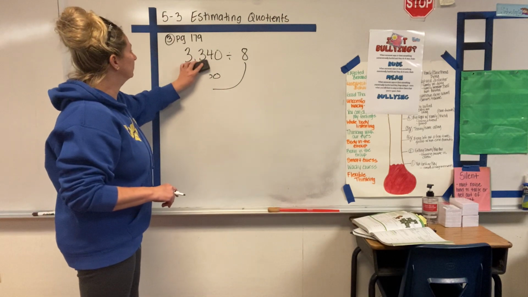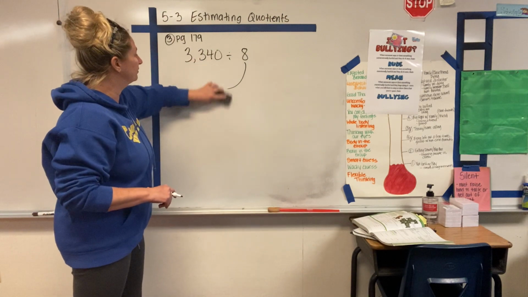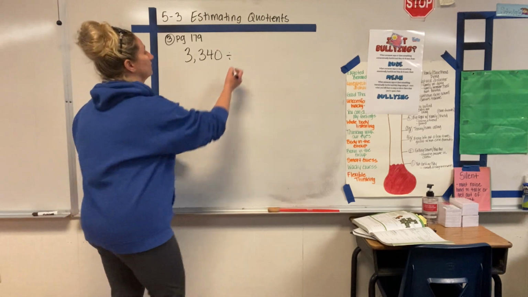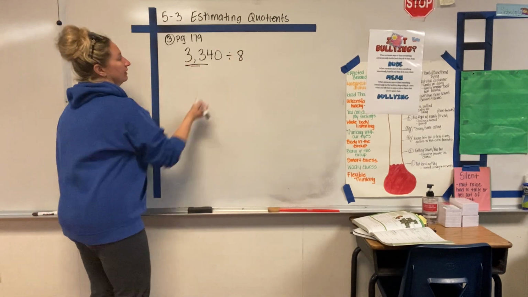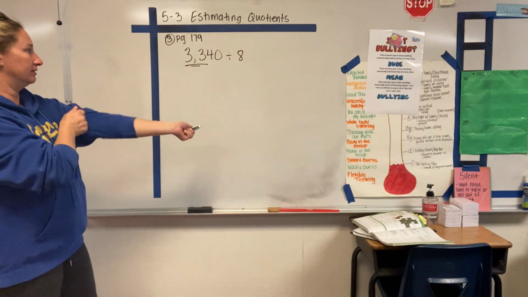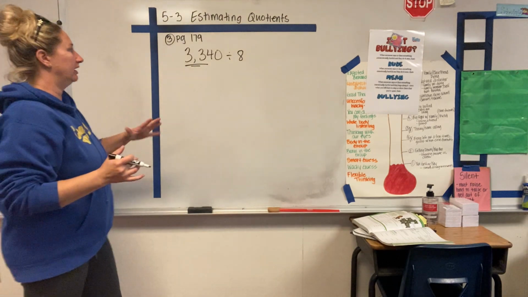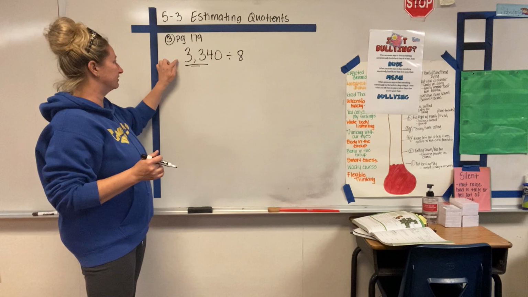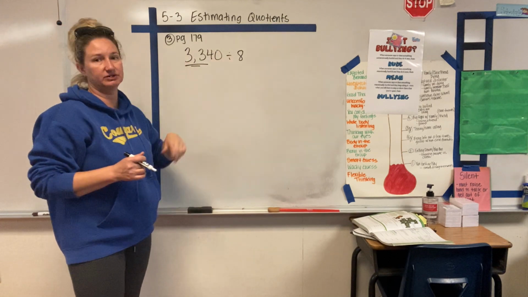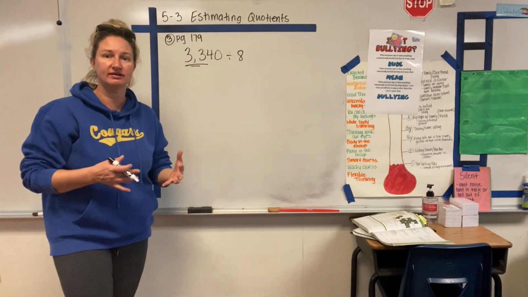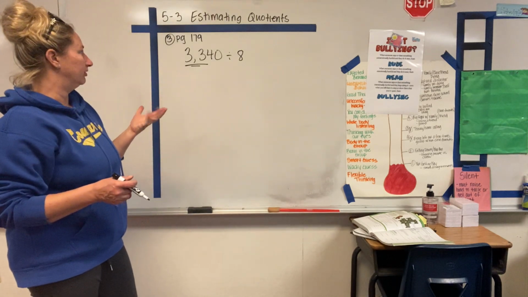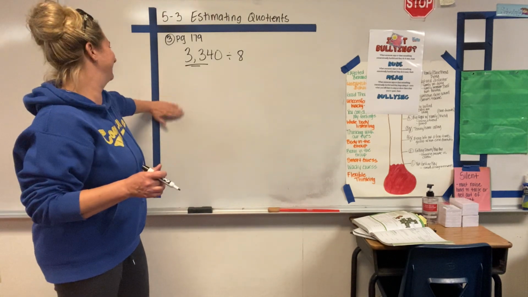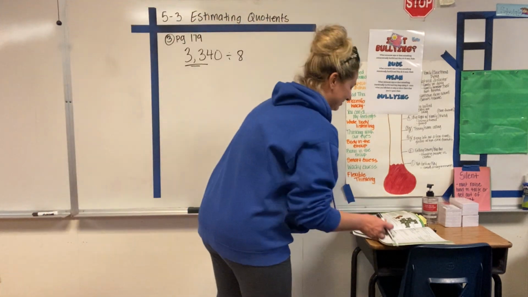I'm using a compatible number. I need to find a number that is close to 33. But I'm not rounding. I'm just finding a number that's closest to 33 that 8 goes into evenly. That's part of 8's fact family with a number close to 33. Okay, I'm making myself laugh.